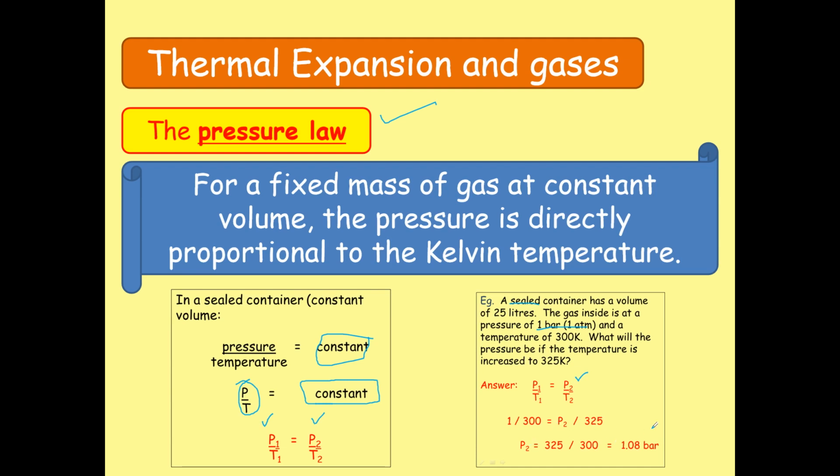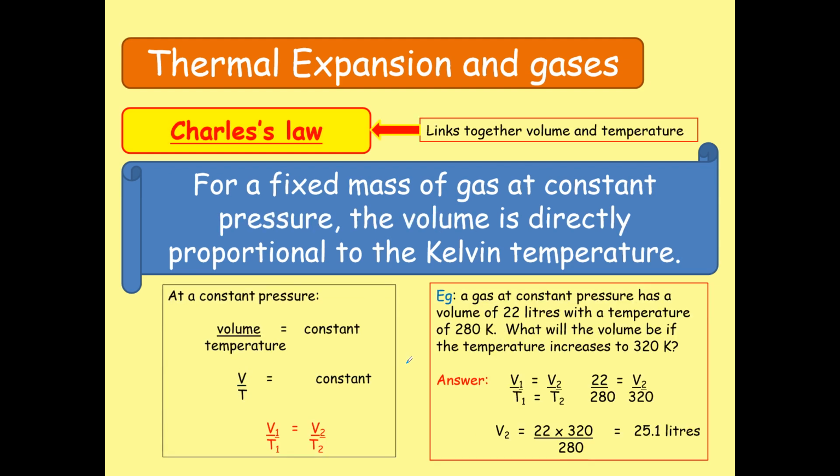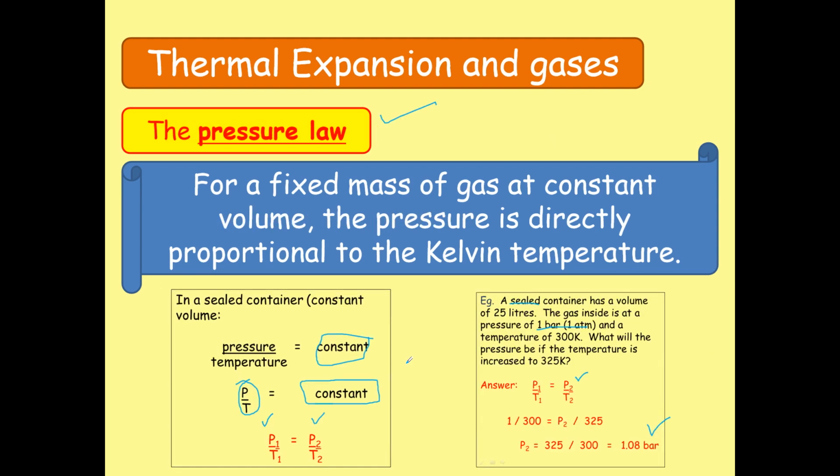So this ratio will be 1.08 bar or 1.08 atm, right? That's a quick example of how the pressure law is supposed to work. We can use this to calculate different pressures of a gas at different temperatures. But remember, this is for fixed volume.